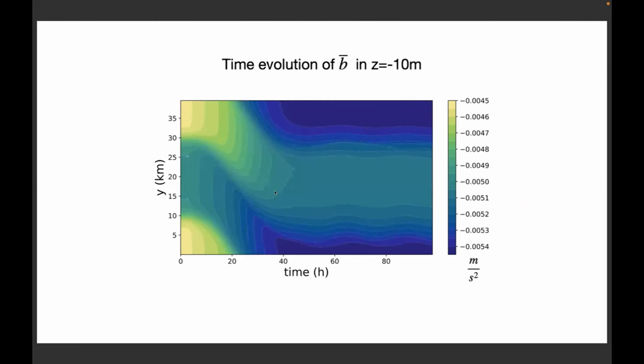And this is the time evolution of the buoyancy. The overbar denotes an along-front average in depth of 10 meters. So we initially have the 2 fronts here, where the initial southern front has the down-front wind, and the upper front has the opposing wind.